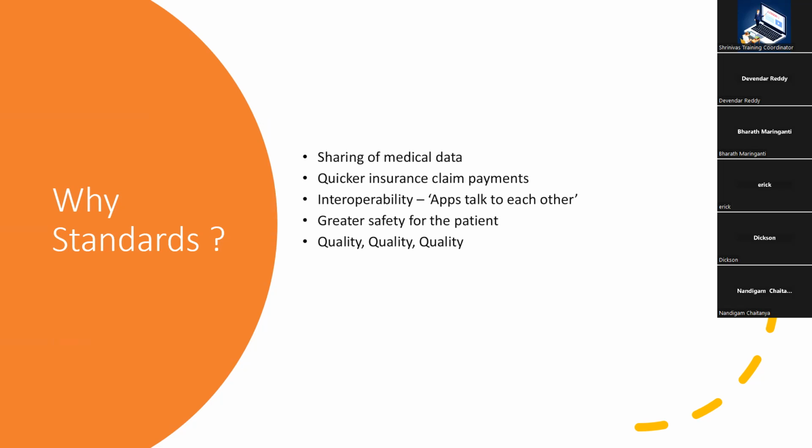And why do we need this standard? First of all, why do we need the HL7 standard? These standards will help us to share the data and help in quicker insurance claims payments, or claim cycles, to be completed. And it will help the applications to talk to each other without any human intervention, which will avoid a lot of human errors that we may make. And then you have greater safety and quality that will be managed and maintained through these HL7 interfaces.